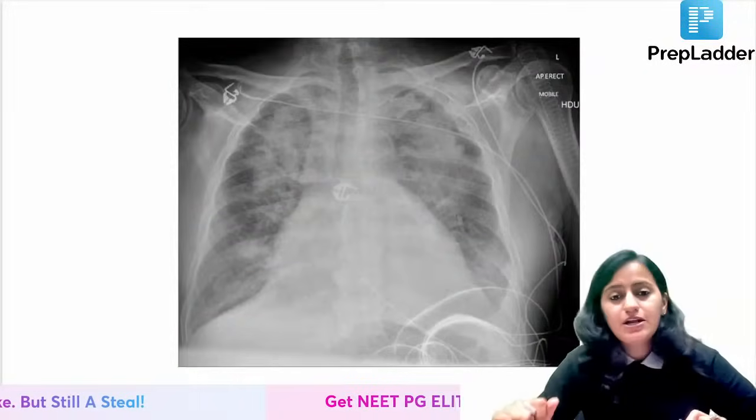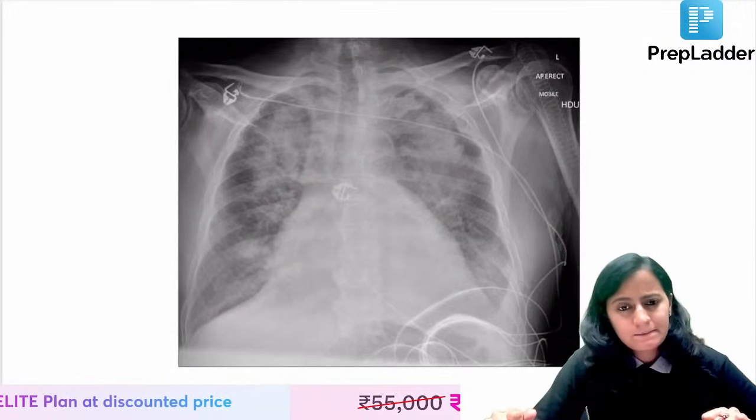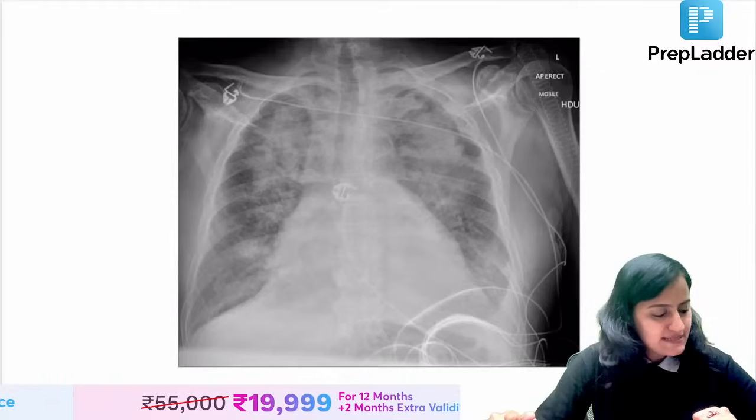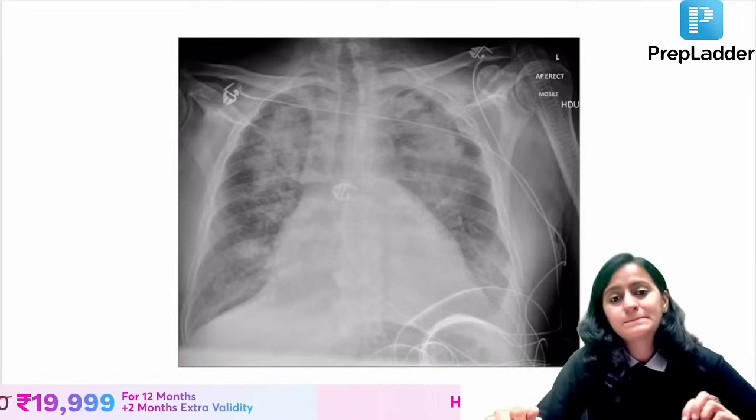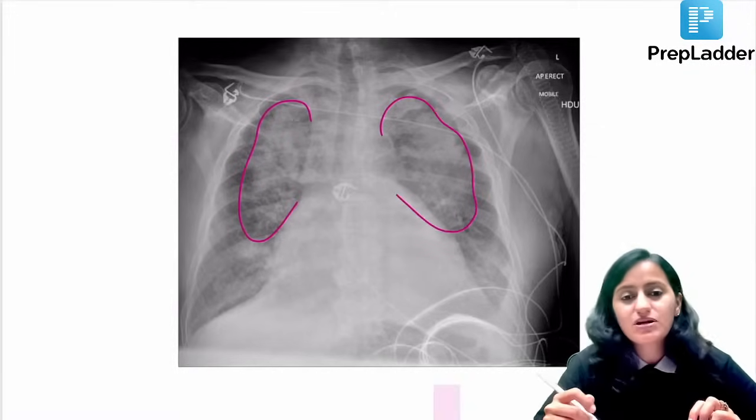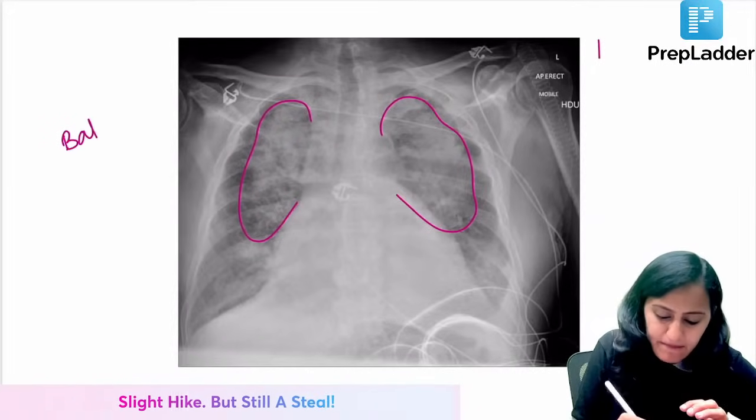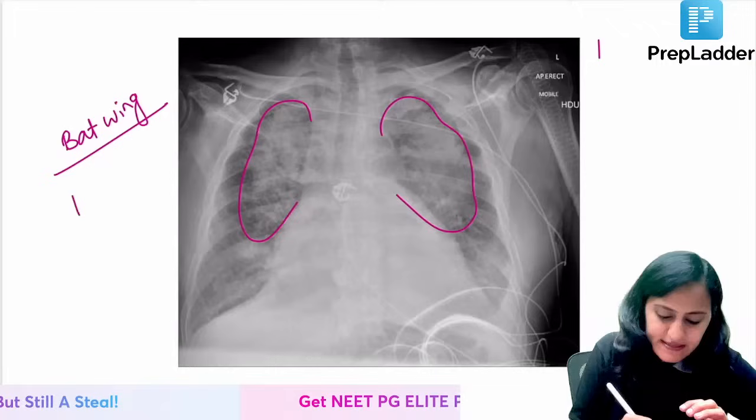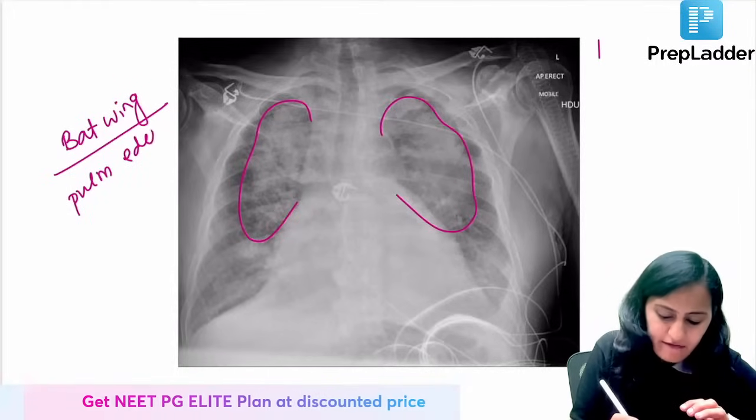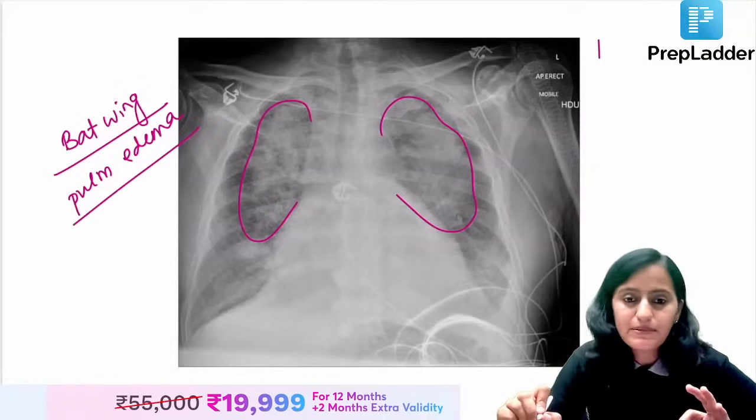Right? Look at this one, guys. What do you think is this image showing? Look at the fairly bilateral symmetrical opacities. You see the air bronchogram here as well. This is the bat wing appearance. This is the bat wing appearance of pulmonary edema. Okay, this is the bat wing appearance of pulmonary edema.